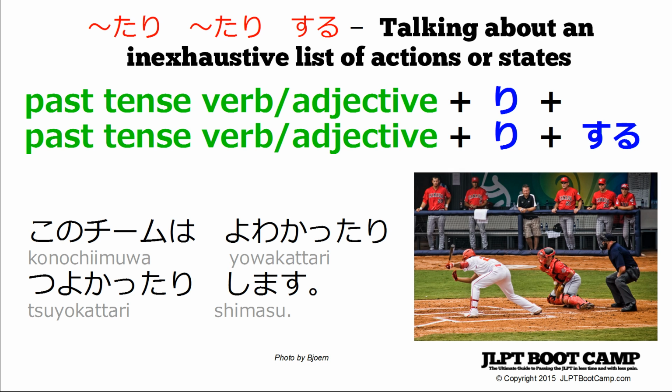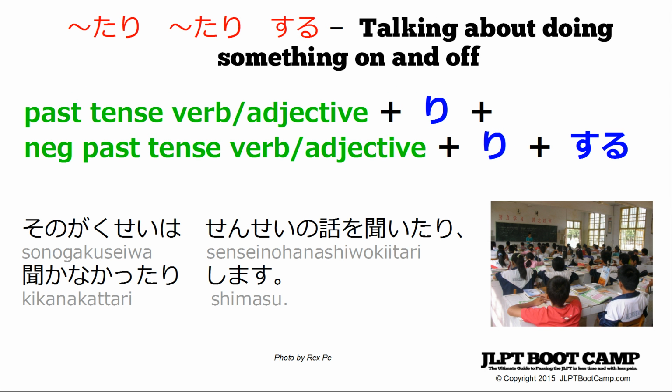You can use it a couple different other ways. Another common way that you might see at the N5 level is to talk about something on and off. And in this situation, you would use a past tense verb or adjective, and then the negative past tense verb or adjective, the exact same one.